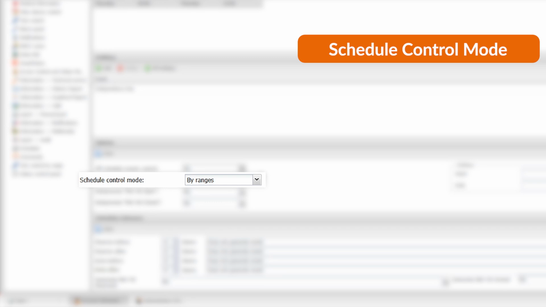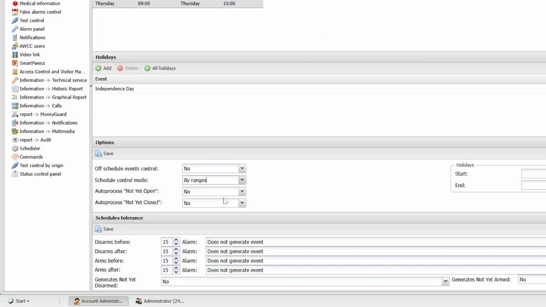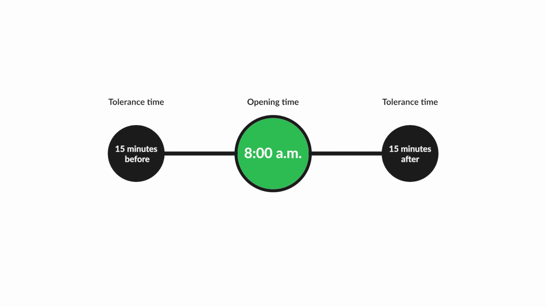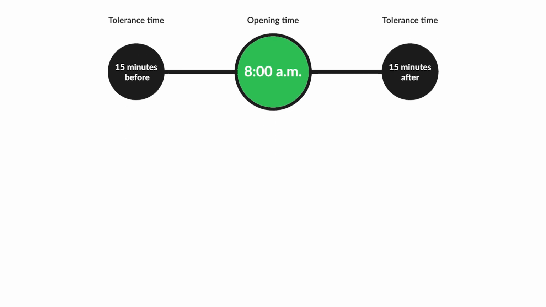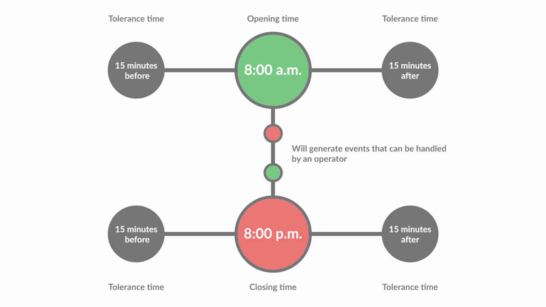If set to No, no event control will be executed for days without a schedule. Next, we have the Schedule Control mode, which can be set to range or cycle. The range mode monitors specific time ranges for both opening and closing activities. For example, if the opening time is set to 8 a.m. with a tolerance of 15 minutes before and after, the system will only control and generate events within this range. Both the opening and closing times, along with their tolerances, will be monitored separately, and any activity within these specified ranges will generate events that can be reviewed and handled by an operator.